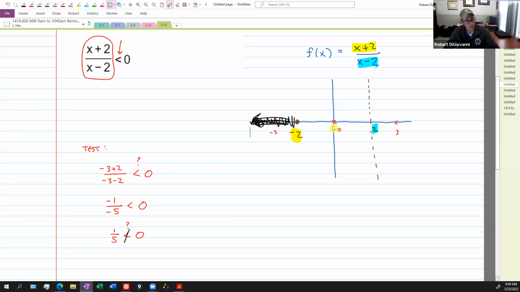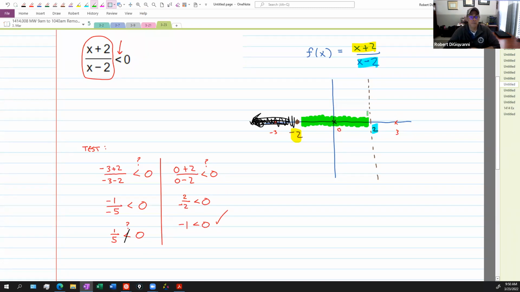Now I have to plug in 0. Let me test 0. What happens if I do 0 in here? 0 plus 2 over 0 minus 2. Is that less than 0? Well, you get 2 over -2, that's -1. Is that less than 0? Yes. So that means, yes, indeed, everything in here should work. And then we try 3. If I do 3 plus 2 over 3 minus 2, is that less than 0? Well, that's 5 over 1. That's not true. 5 is not smaller than 0, which means that we don't want to include this.